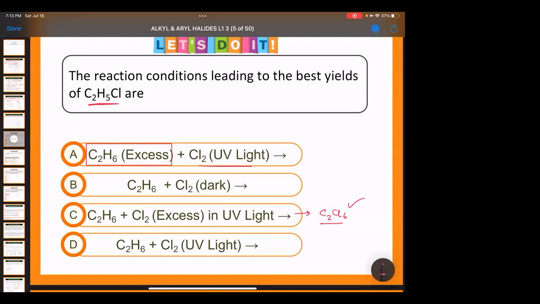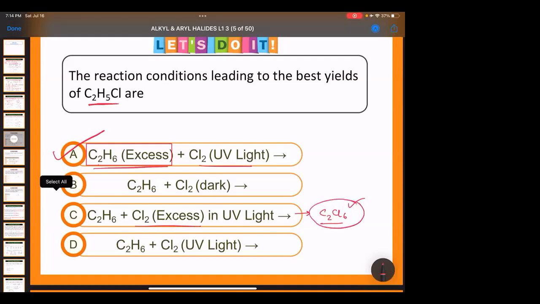Each chlorine radical, once it is formed, can react with ethane. Because if everywhere you have ethane, each ethane at maximum will attach to one chlorine, because you have many ethane. You have taken ethane in excess. So the right answer is going to be option A. But if you take Cl2 in excess, all the hydrogen will be replaced.